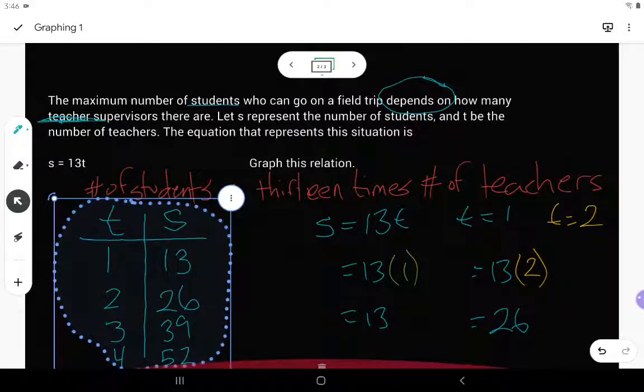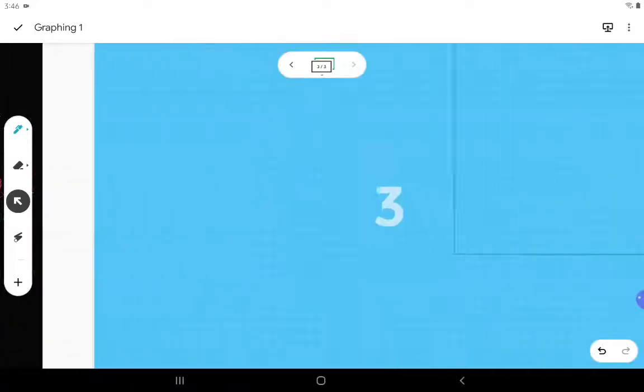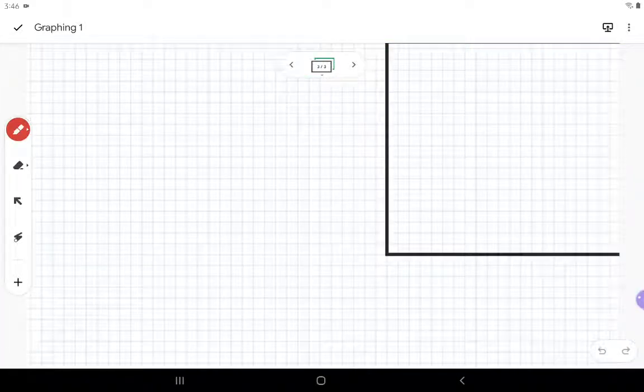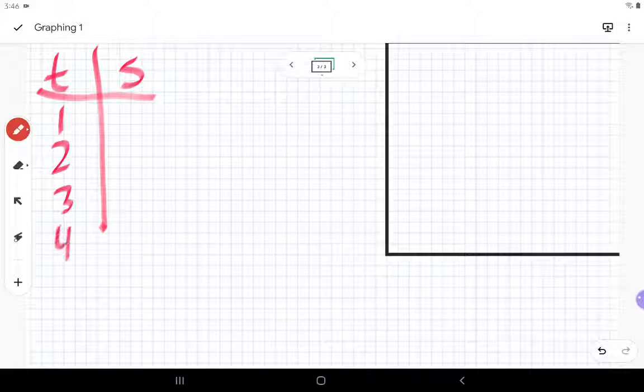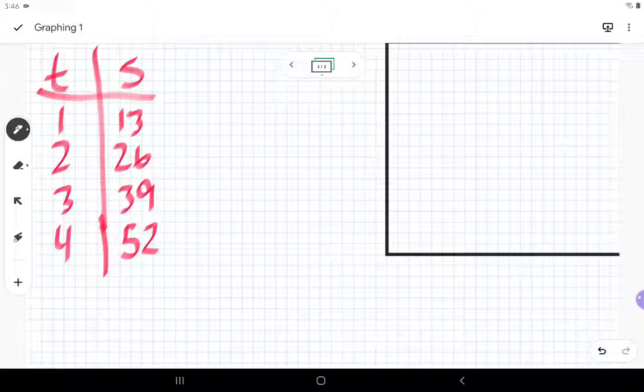Now, what I'm going to do with this table of values, it won't let me copy it. All right, I got to move it onto here. I got to redraw it. Okay. So I'm going to give you the table of values again. So we had teachers, we had students, and we had 1, 2, 3, 4, and it was 13, 26, 39, and 52. Okay, so here's my graph over on the right-hand side.